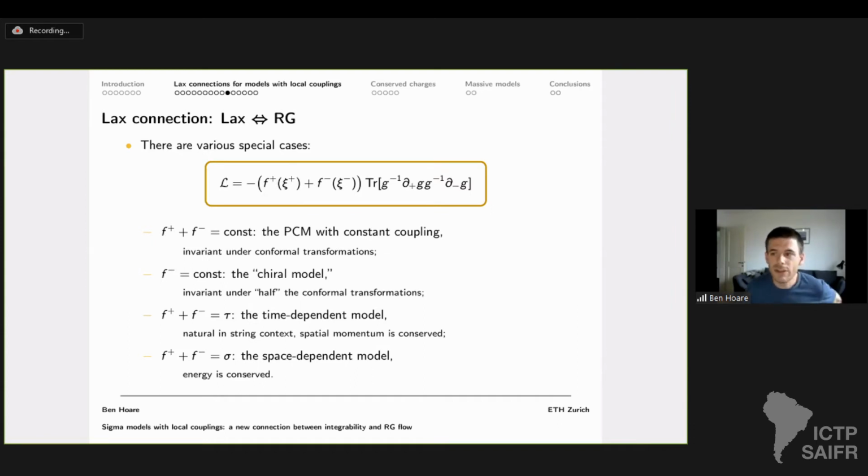So let me just mention very briefly, there are some interesting special cases. If f+ f− is a constant, we just get the PCM. As a kind of halfway house, you could consider f− as a constant, and then you get what we call the chiral model. It's probably not the best name, because it's the principal chiral model, but it's invariant under half of the conformal transformations. And then if you go all the way and pick something like f+ f− is τ, then you don't have so much symmetry left over.